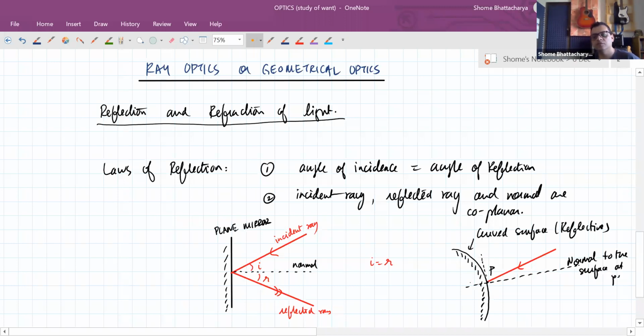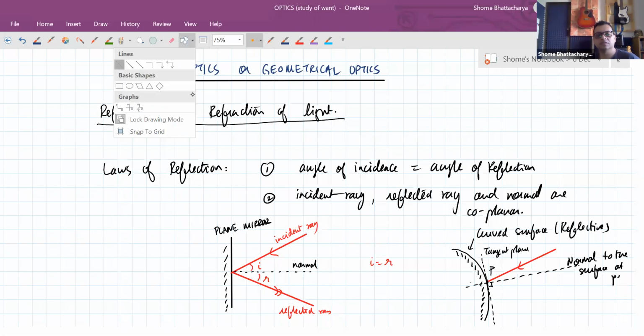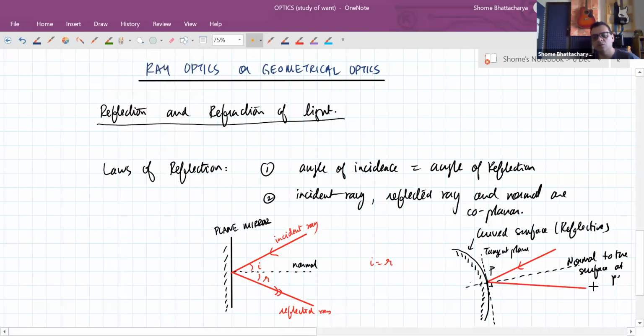So you have like a tangent plane, and perpendicular to that you have the normal axis. And then your reflected ray will be such that it makes the same angle with the normal that the incident ray does. So this is how the principle of reflection gets extended from the case of plane mirror to any general case.